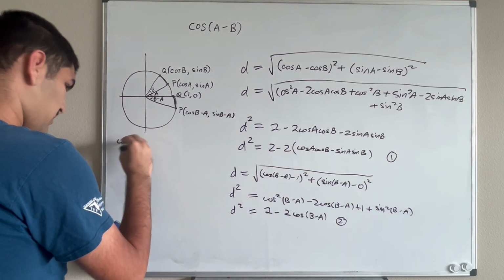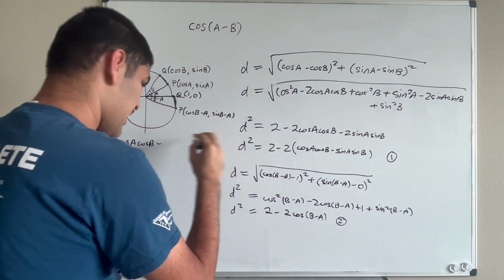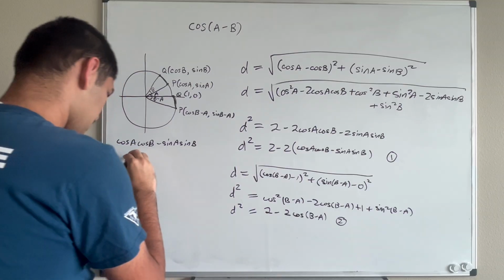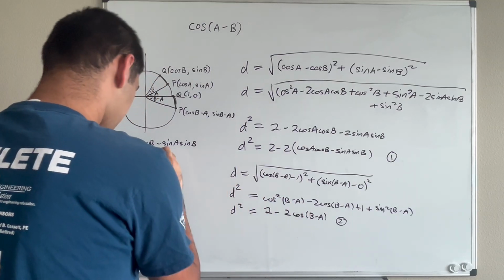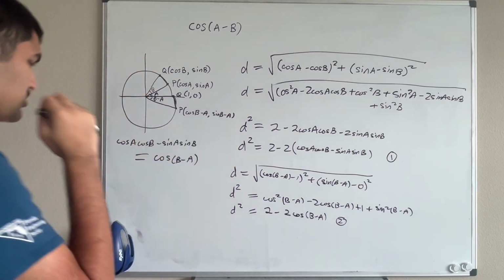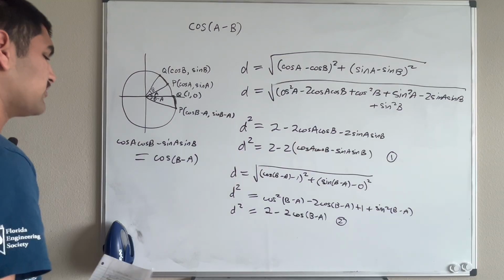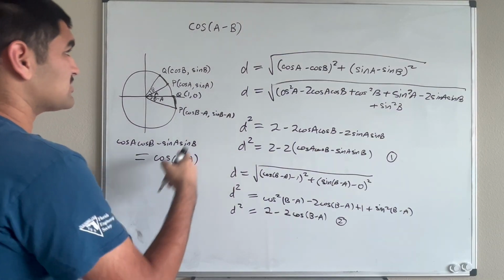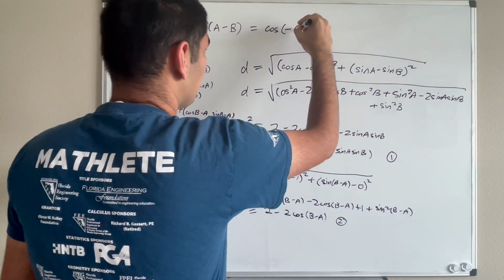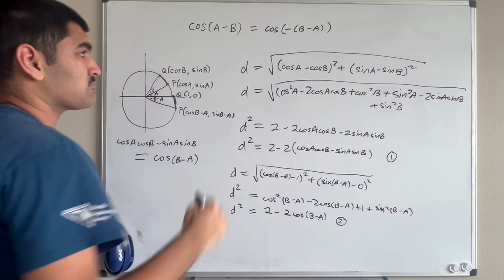So we have from the first one, cosine A cosine B minus sine A sine B. This is equal to cosine of B minus A. And so now we've basically just proved the identity. But the only thing that we have to change is that, okay, so notice that cosine of A minus B is the same thing as cosine of negative (B minus A), right? So if you distribute the negative, then you get A minus B.